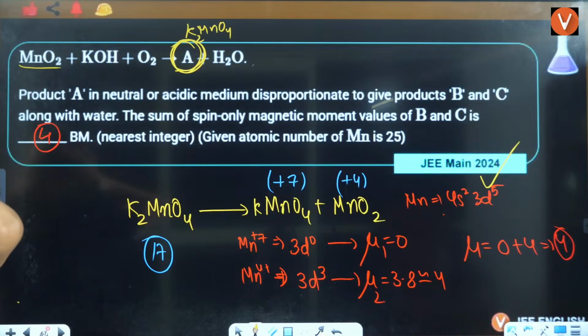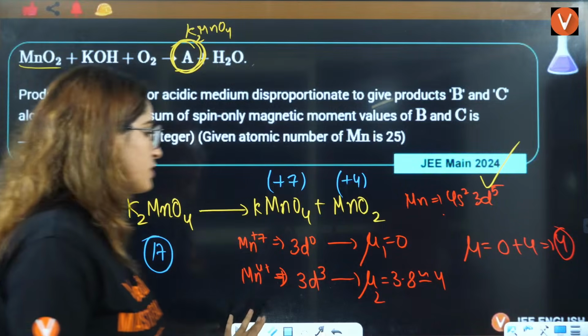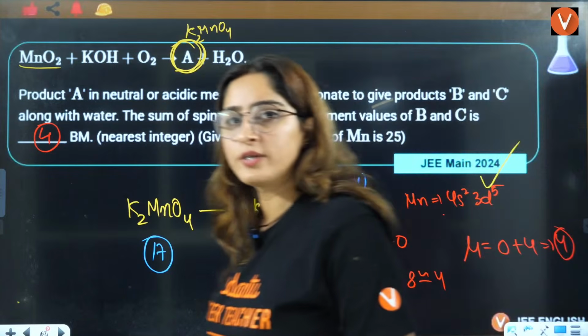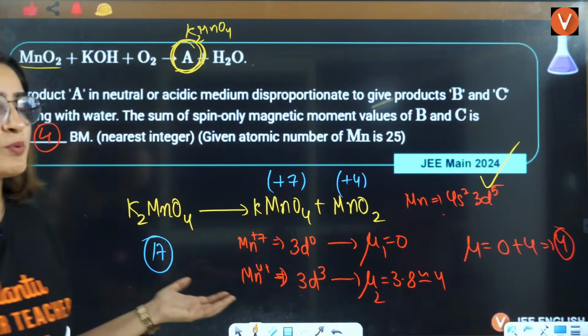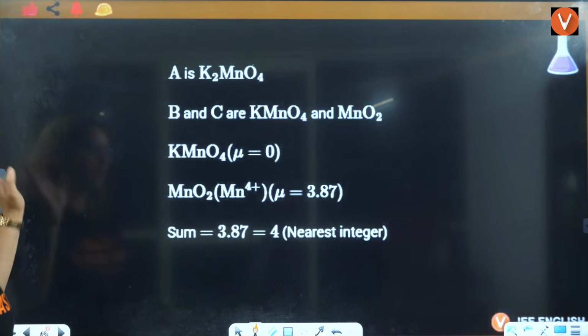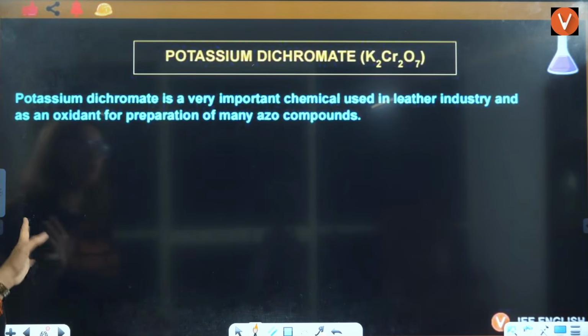No Jainam, I would not advise class 11 students to watch it. You will get scared only. Take your own time and after that you can jump to the d and f block. Okay, so I think that is done and we already have our answer.